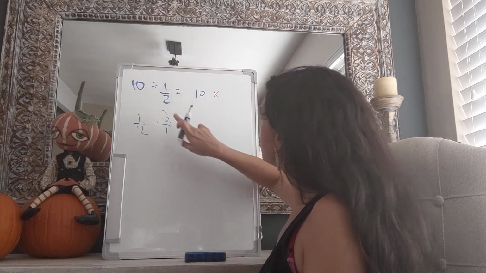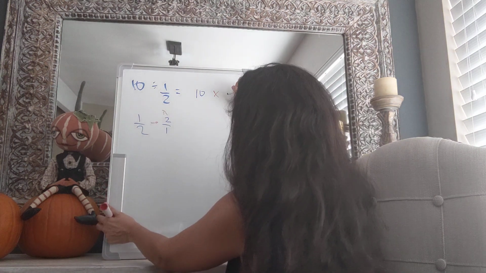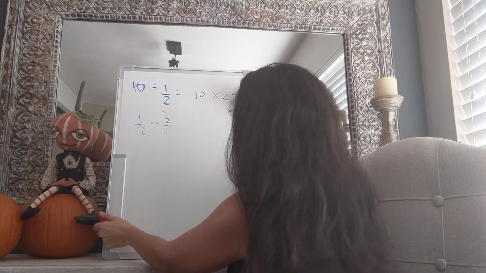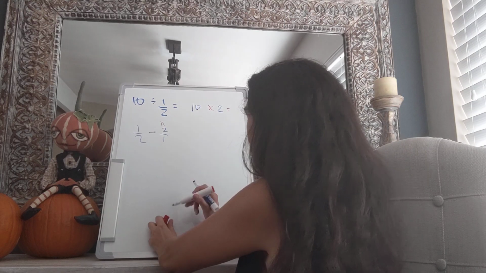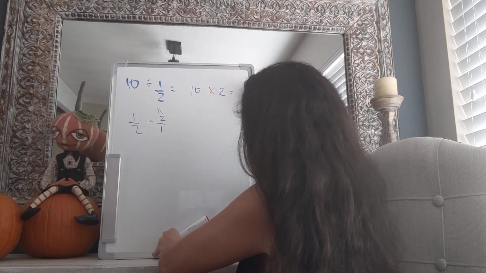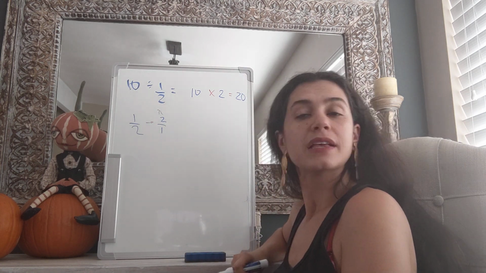And what I'm gonna do, I'm gonna multiply with the reciprocal. What is the reciprocal of 1.5? 2. Yes? So then what is the answer of 10 divided by 1.5? It will be 20. Great. However, that's not the only approach.